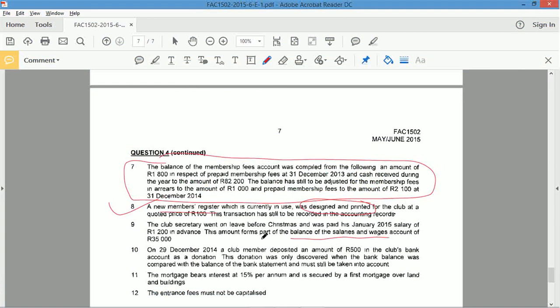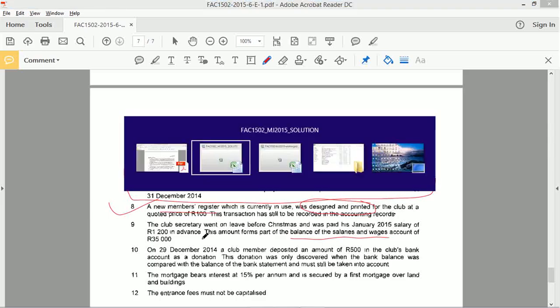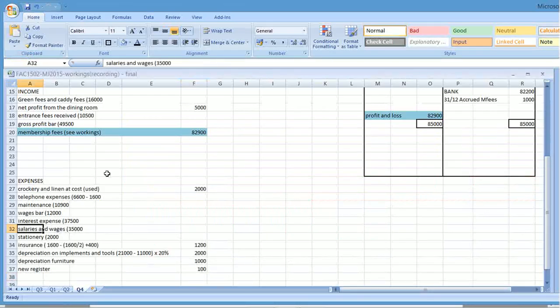The club secretary went on leave before Christmas and was paid his January salary of 1,200 in advance. So that's a prepaid expense. A prepaid expense would reduce the salaries and wages because it's a prepayment, and that 1,200 was part of the salaries and wages account for the club secretary. So minus 1,200 here as a prepayment.